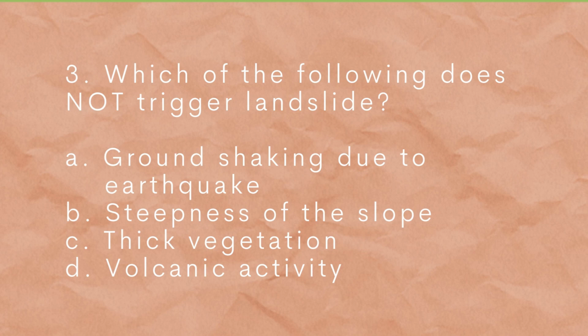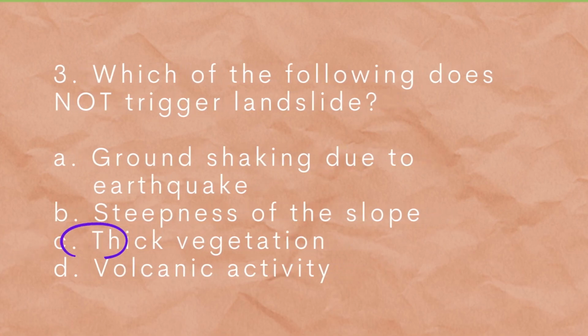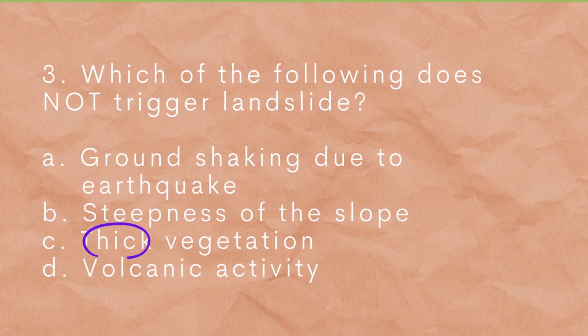Which of the following does not trigger landslide? A. Ground shaking due to earthquake. B. Stiffness of the slope. C. Thick vegetation. And D. Volcanic activity. The correct answer is letter C. Thick vegetation.